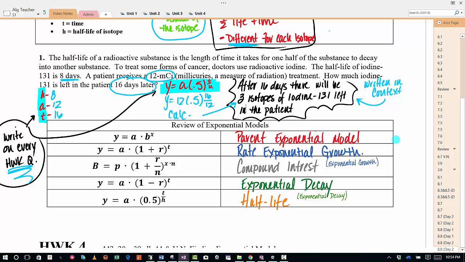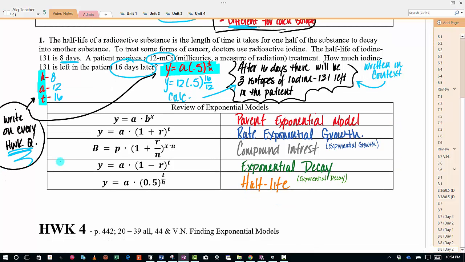Okay, so let's review real quick. You do need to memorize these. I do not believe I'm going to give this to you for the quiz, and they won't give it to you in any SAT or MME type test that you're going to take, so you do need to memorize these. So the first one here is your parent exponential model. It's about as basic as you can get: an initial amount, a growth factor, and some number of time or changes that happen in that time frame. Okay, a times b raised to the x.